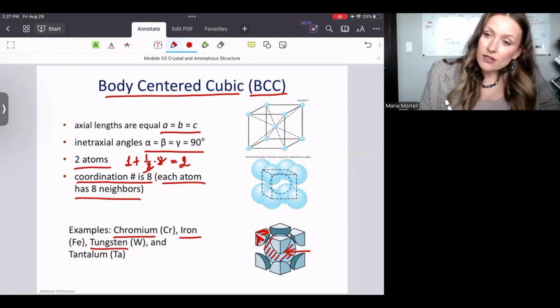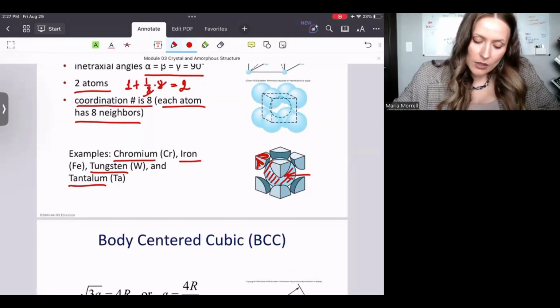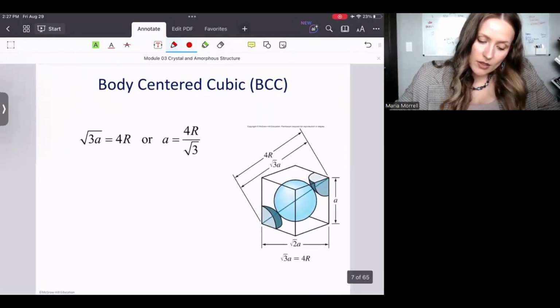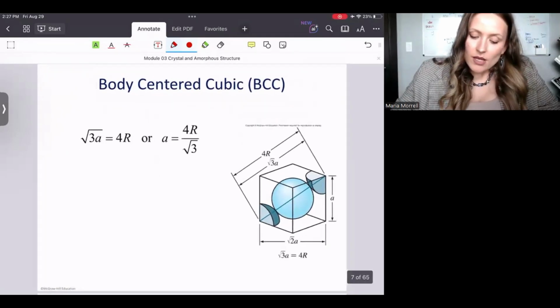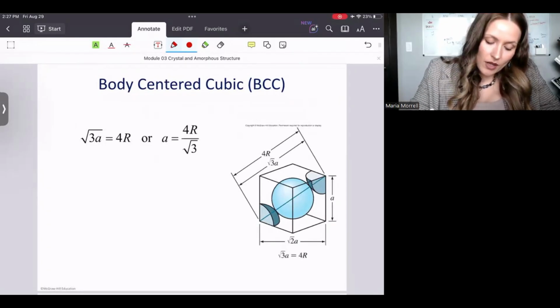right? Tungsten, right? Tungsten has the highest melting point, right? And tantalum. These are just the examples. Okay, what else should we know about the BCC cell? Well, we need to be able to do a little bit of math. And right away, I see that there is a mistake.